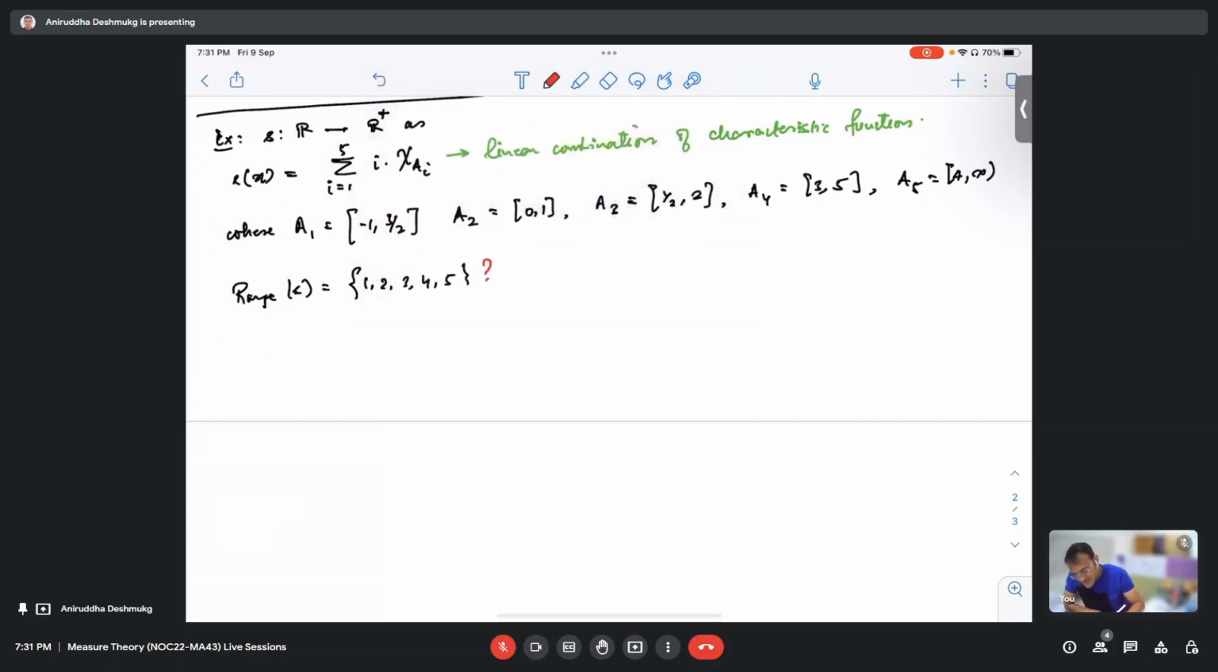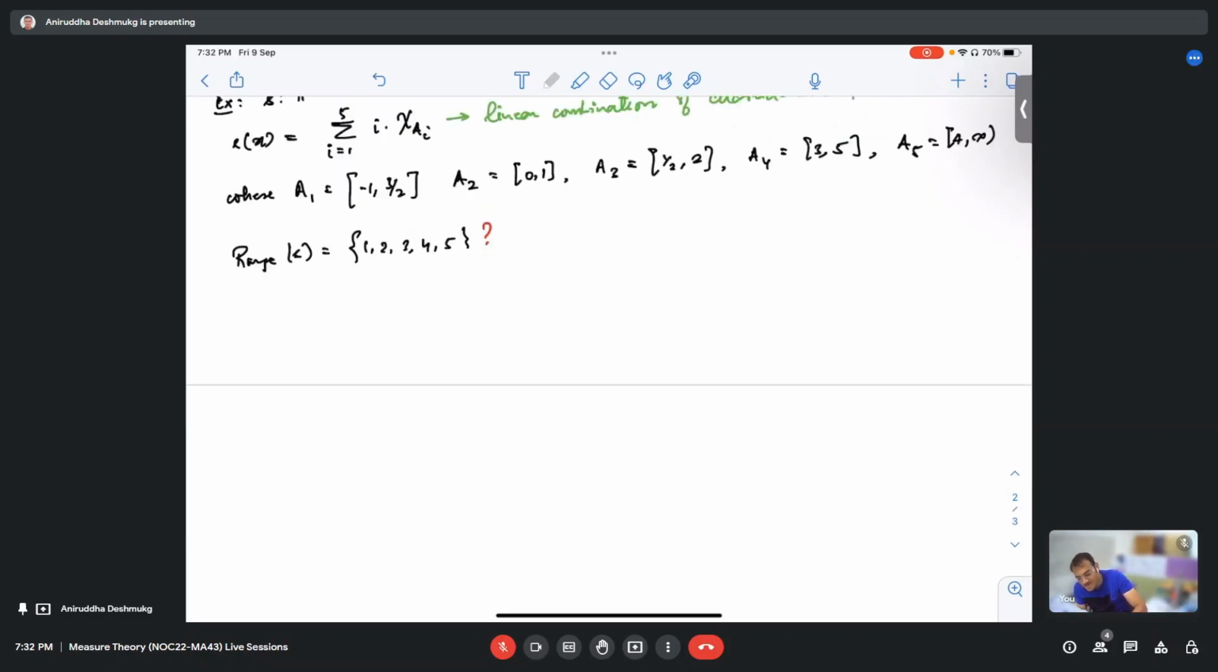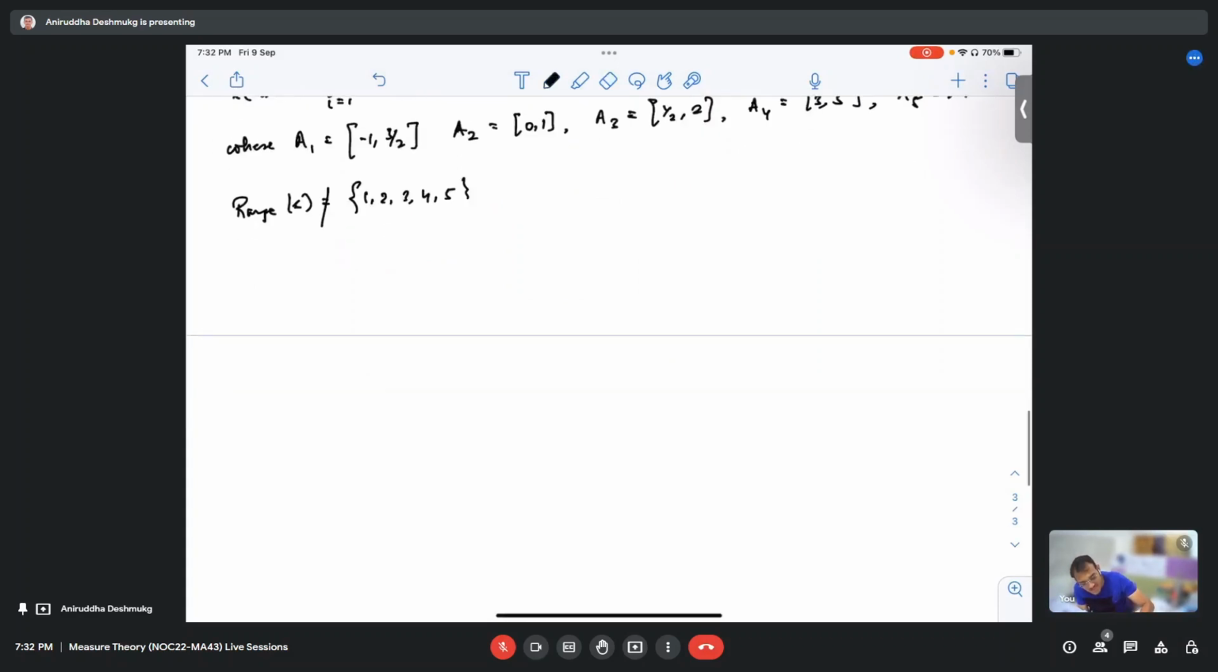I think the sets you have defined are not mutually disjoint. Right, right. That is why I'm not calling this a simple function. If they were mutually disjoint and the union would be R, then I would have called it a simple function. But this is not a simple function. This is just a linear combination of some characteristic functions. So it will not take bigger values then. True, right? So this range is not {1, 2, 3, 4, 5}. Let us see what this range is.